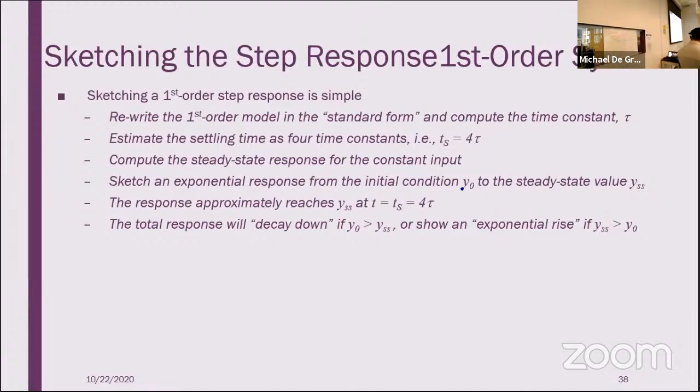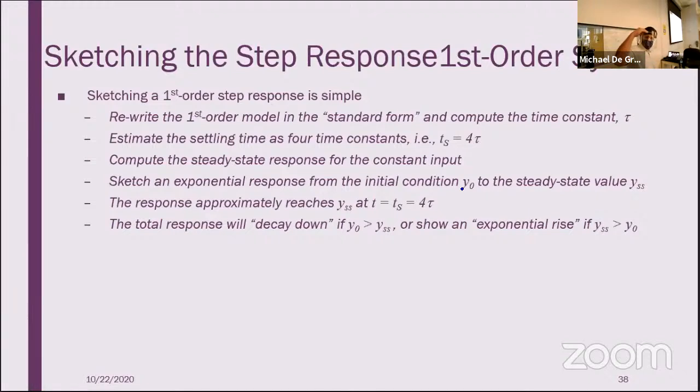So how do we do this? Well, the first step is we're going to rewrite our model in the standard form and find the time constant. Once we have the time constant, then we need to find the settling time. Remember, that's just 4 time constants. Then we need to find the steady state response, because if you have the time constant and the steady state response, you can draw this pretty easily. Then we're going to sketch an exponential response from the initial condition, from our starting point, to our steady state value.